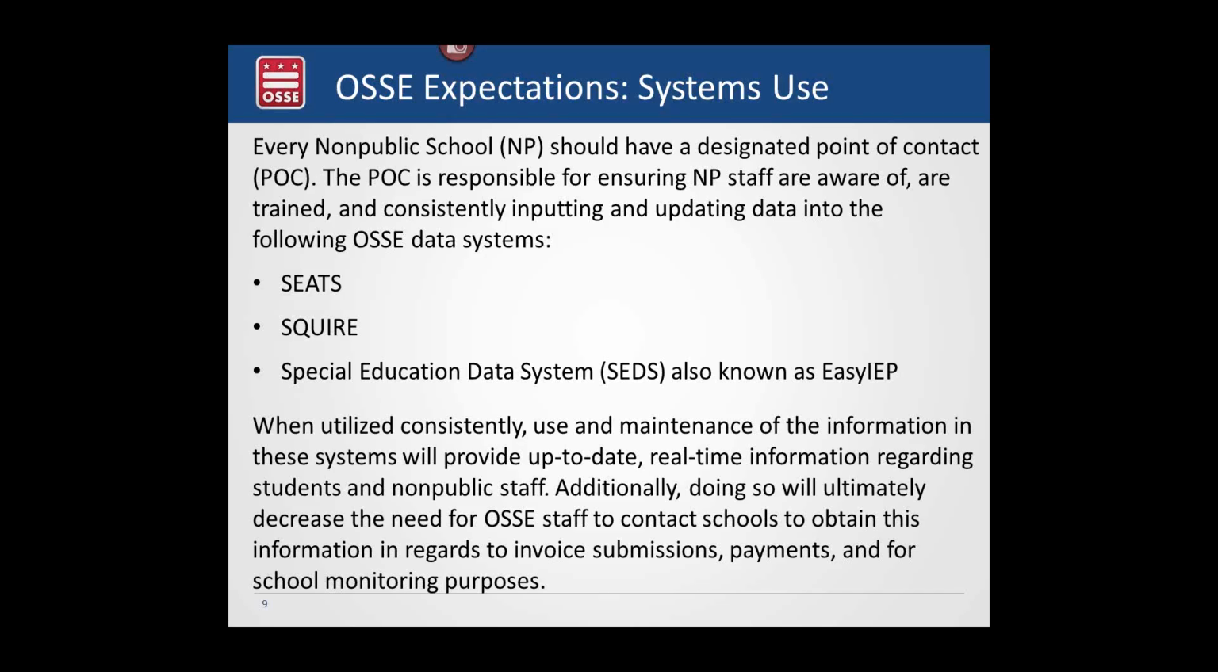OSSE's expectations. As you know, most of you should be familiar with these three systems, SEATS, SQUIRE, and SEDS, which is known as the Special Education Data System, also referred to as EZIEP. These are your main systems for reporting DC student data back to the DC education agencies and other entities. So you all should be very familiar with it. You should be training your staff on the use of these systems. Each non-public school should have a point of contact established so that they are attending all the OSSE required trainings and disseminating that information back in their schools and ensuring that their staff are up to date and aware of and using SEATS, SQUIRE, and SEDS on a regular basis.